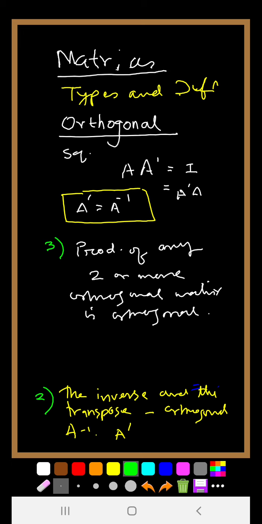And the last point is that the determinant of an orthogonal matrix is plus or minus 1. That means if A is an orthogonal matrix, the determinant will be equal to plus or minus 1. So these are some of the properties associated with an orthogonal matrix. The next type of matrix is called a unitary matrix.